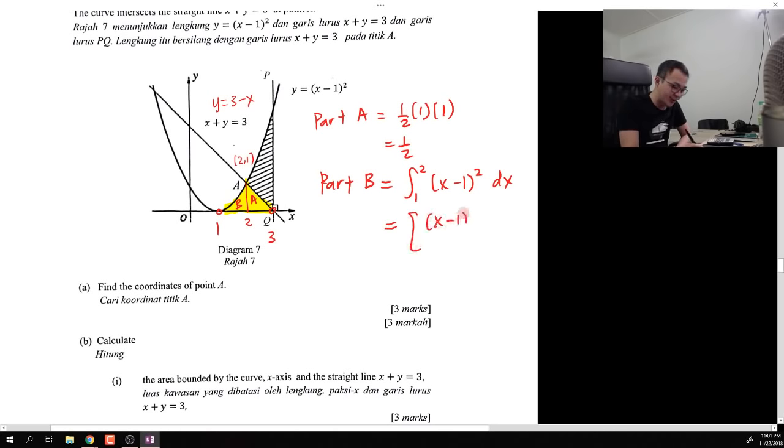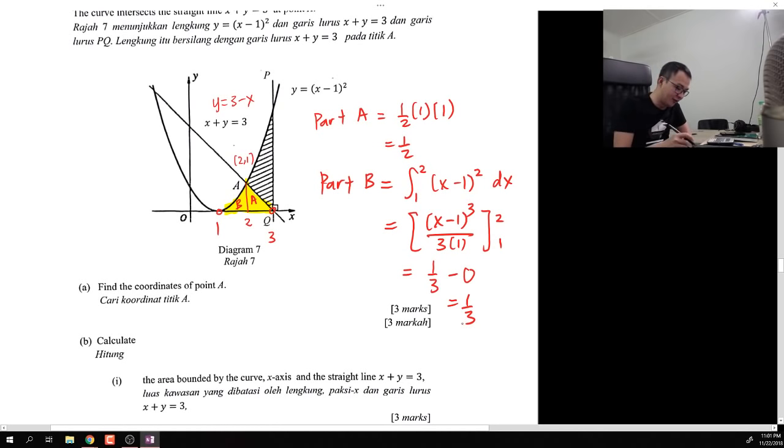So I will just integrate this one. I get (x minus 1) to the power of 3 over 3. And then differentiating inside the bracket, I get 1, so it stays the same. Then I will do some substitution here. This is 2 minus 1, which is 1. This is 1 over 3 minus 0. So this is 1 over 3.